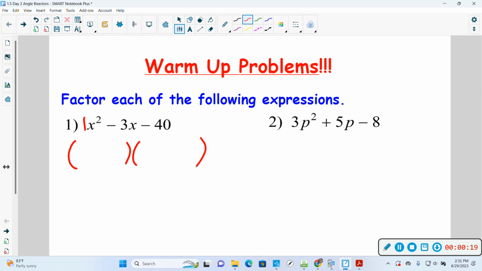Anybody? Multiply to negative 7? Close. 5 and 8. We need the negative 8. You got it.